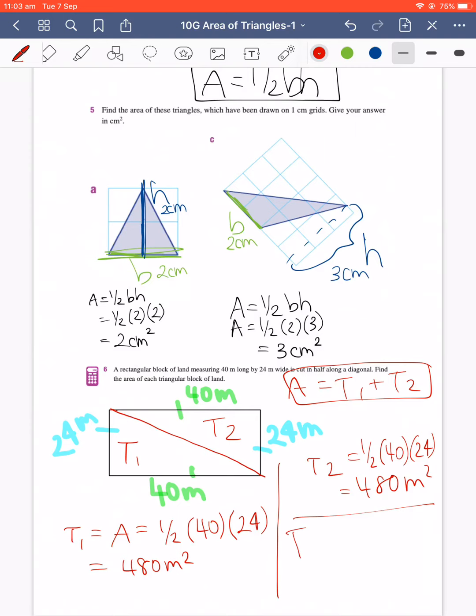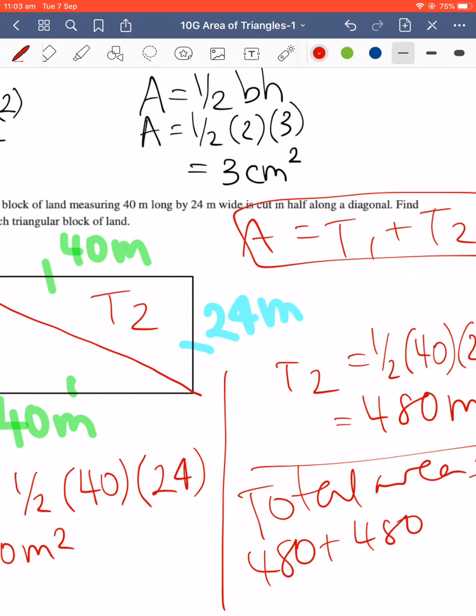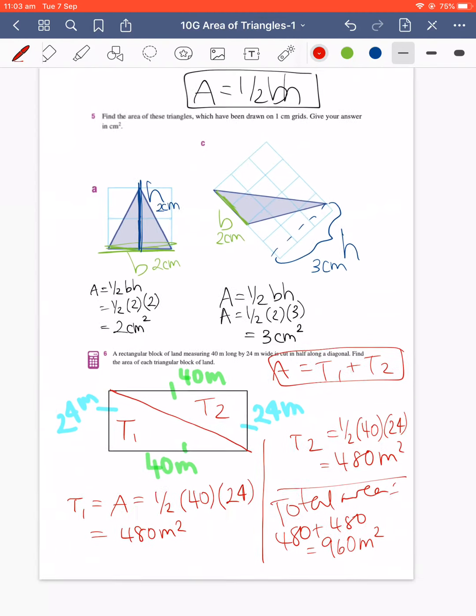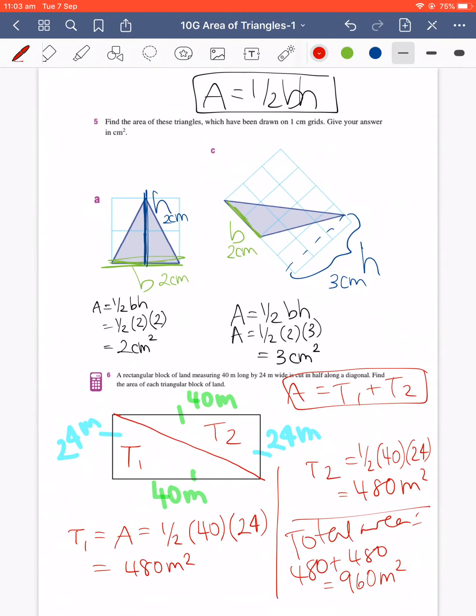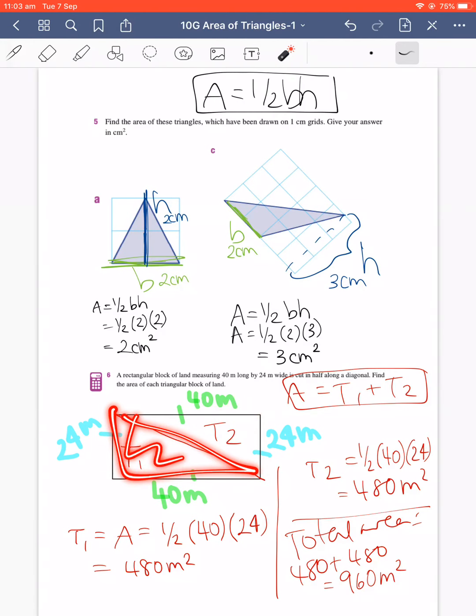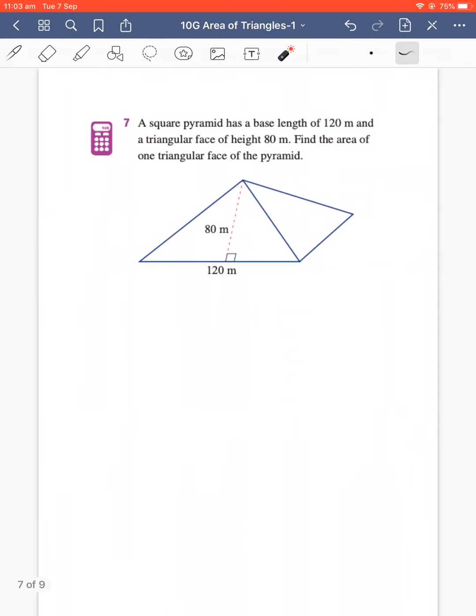To find my total area, I have to add those two together. So 480 plus 480 gives me my answer of 960, and I need to make sure that I put in meters squared. Remember as well from before, a triangle itself is quite literally just the area of half of a rectangle. You've actually just proved that then.